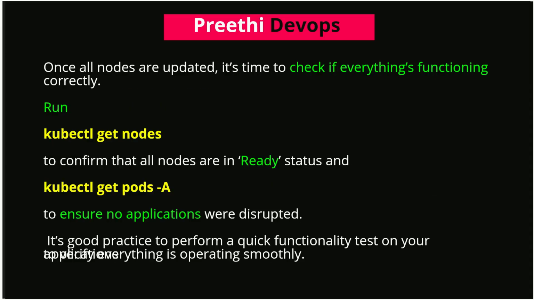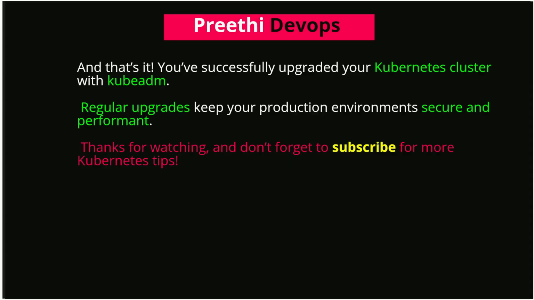Once all nodes are updated, it's time to check if everything's functioning correctly. Run kubectl get nodes to confirm that all nodes are in Ready status and kubectl get pods -A to ensure no applications were disrupted. It's good practice to perform a quick functionality test on your applications to verify everything is operating smoothly. And that's it. You've successfully upgraded your Kubernetes cluster with kubeadm.